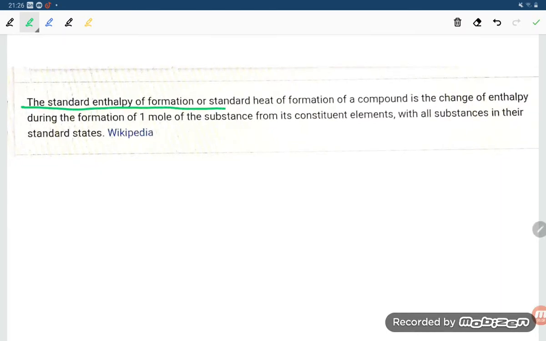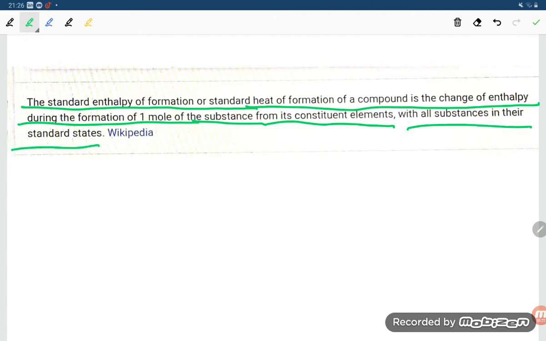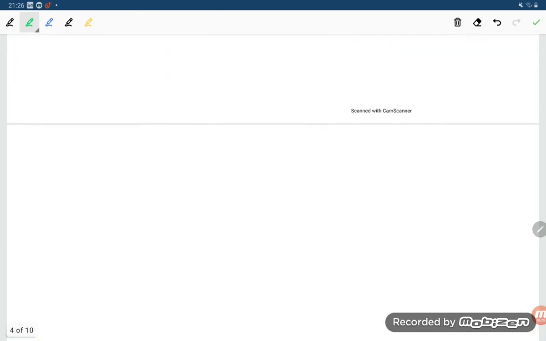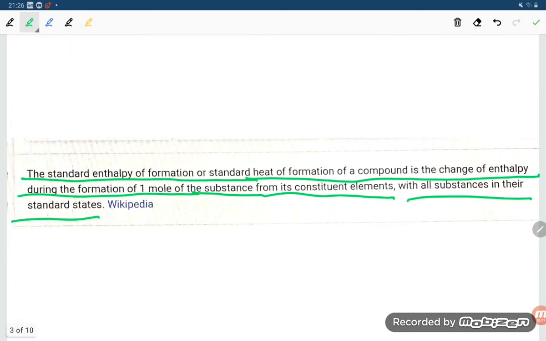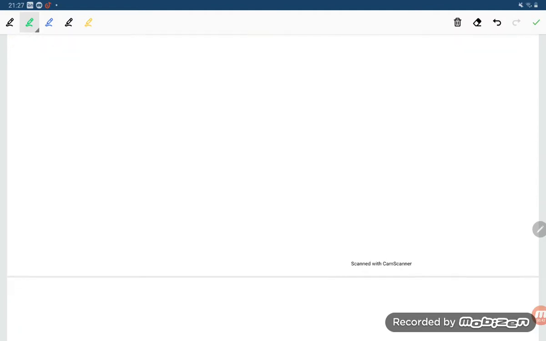The standard enthalpy of formation, or standard heat of formation, of a compound is the change of enthalpy during the formation of 1 mole of the substance from its constituent elements with all substances in their standard state. Okay, so in their standard state, they are saying formation of a compound is the change of enthalpy during the formation of 1 mole of the substance from its constituent elements with all substances in their standard state.